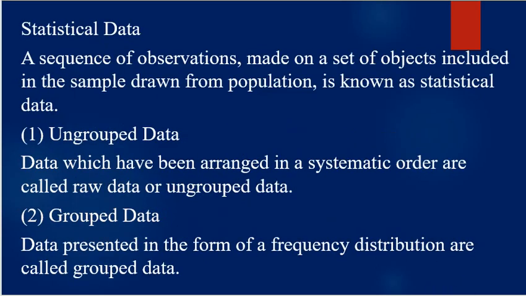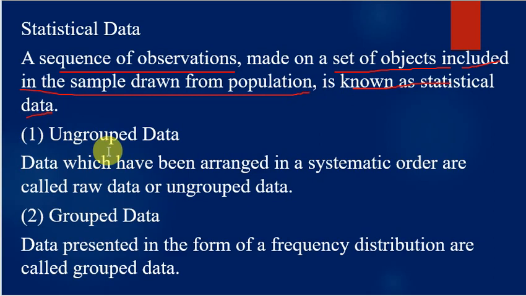So what is statistical data? Since we are studying statistics, we must know the meaning of statistical data. It is a sequence of observations, not one, a sequence. It is made of a set of objects included in the sample that is drawn from the population. What is a sample? It is a representative set of observations from the population. This is known as statistical data.